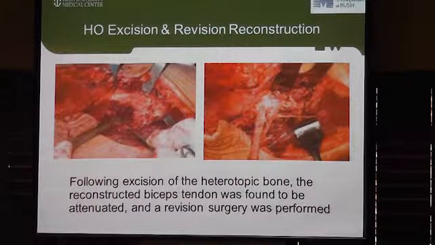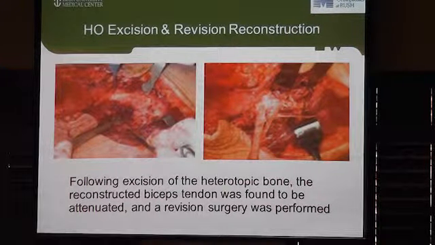Starting PT right away inhibits fibroblast formation and function and proliferation of scar tissue. And this is just a slide showing this block of bone that had to be cut out. This is the tendon, which was attenuated, and they had to revise the reconstruction with an allograft.